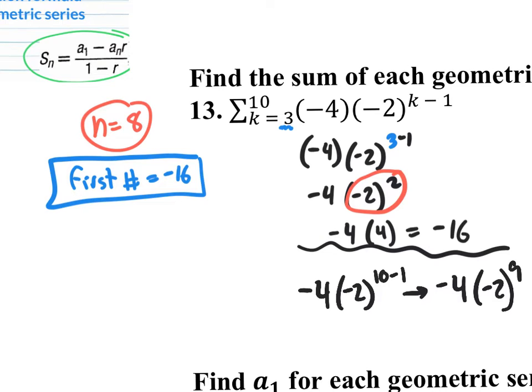I'm on it. Negative 2 raised to the 9th power is negative 512. There you go. Siri helped us out.